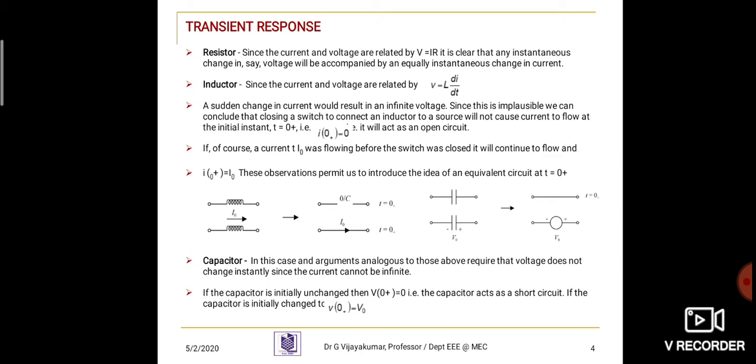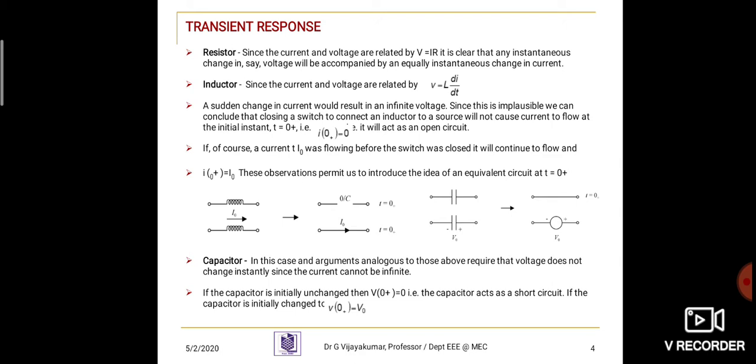An argument analogous to those above requires that voltage does not change instantaneously, since the current cannot be infinite. If the capacitor is initially uncharged, then it can be represented as V of 0 plus is equal to 0. That is, the capacitor should be acting as a short circuit. If the capacitor is initially charged, then it can be represented as V of 0 plus is equal to V0.